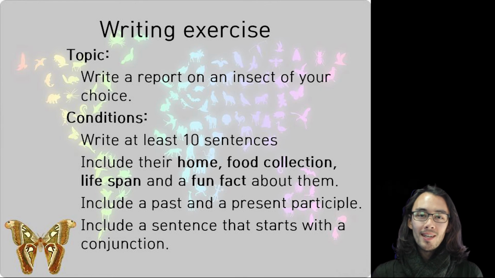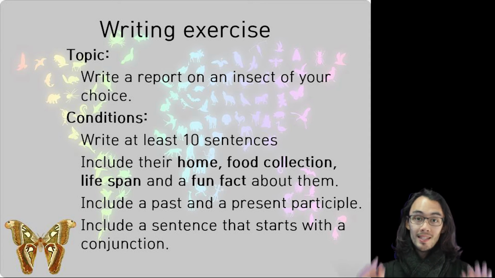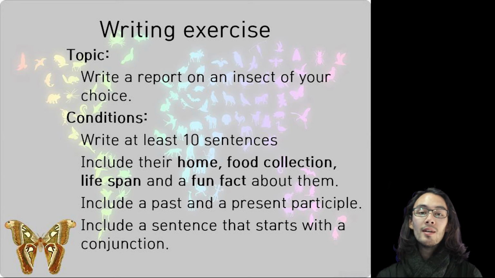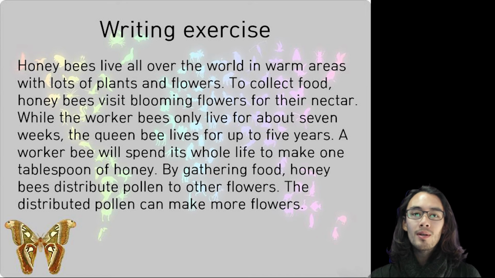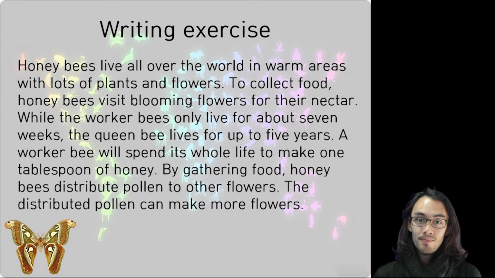So the writing exercise, we have a topic, write a report on insects of your choice. Our condition is write at least 10 sentences. You have to include the home, the food collection, the lifespan, and a fun fact about them. You must also include a past and a present participle, and I want you to make a sentence that starts with a conjunction. So I've written an example, again on the honeybee. Okay.